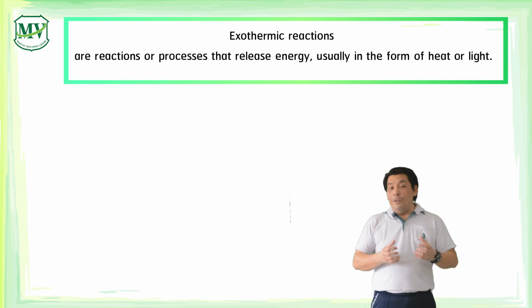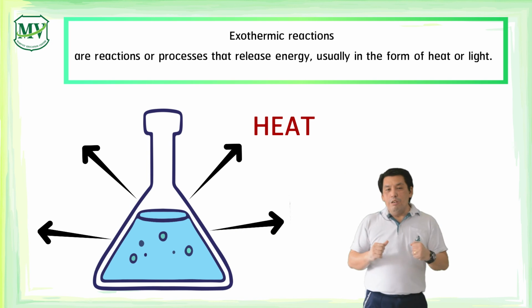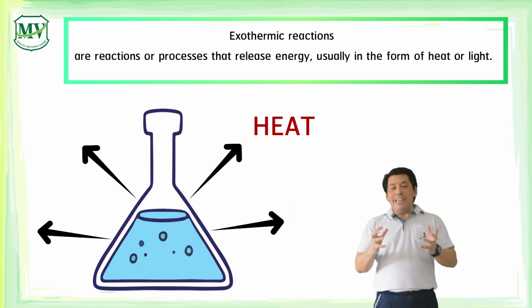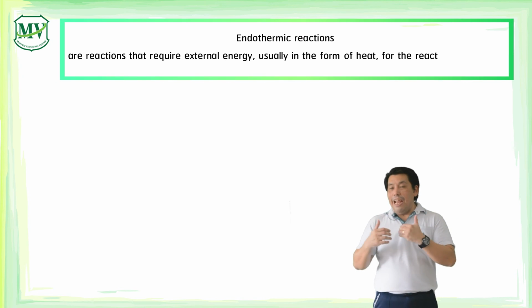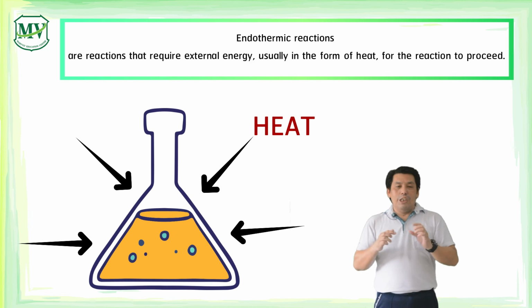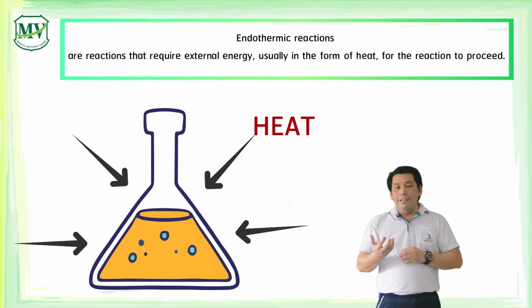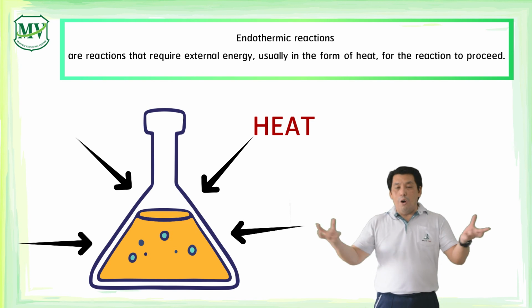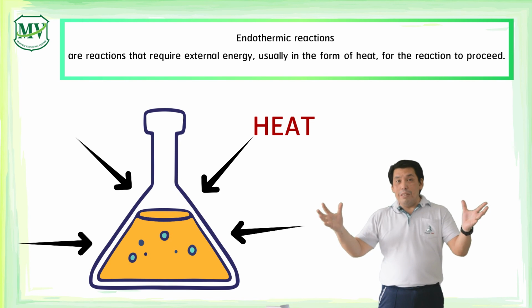Exothermic reactions are reactions or processes that release energy, usually in the form of heat or light. Endothermic reactions, on the other hand, are reactions that require external energy, usually in the form of heat, for the reaction to proceed. Now, since endothermic reactions draw heat from their surroundings, they tend to cause their environments to cool down.